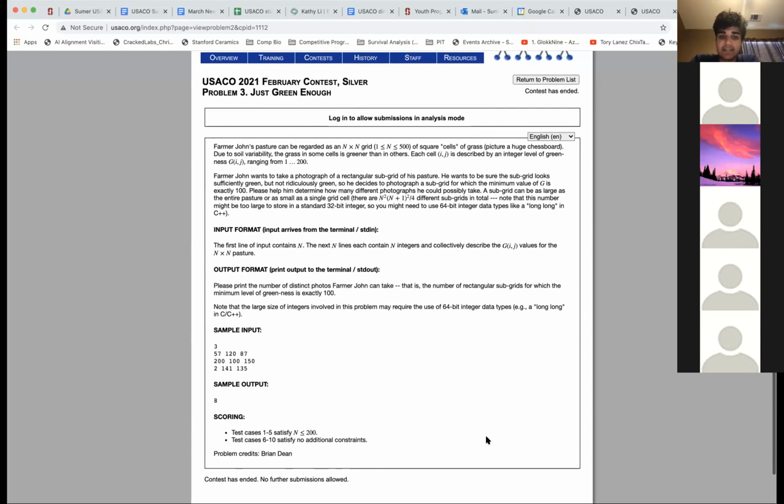So the way he decides this is, a feasible photograph is one that has a minimum value of greenness of exactly 100. And they basically want us to count how many possible grids he can take a picture of that are valid. Okay. So any questions about what the problem's asking? It's kind of a simple problem to understand, not so simple to solve.